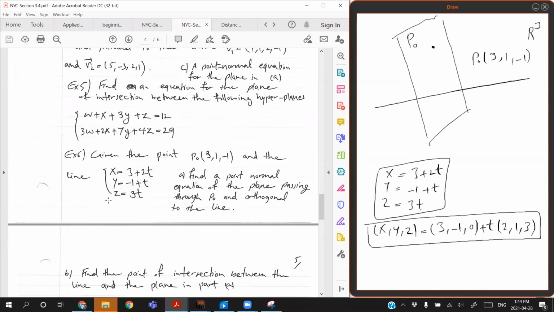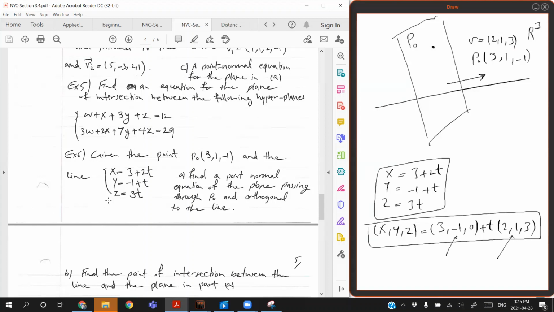So now I can see that this is a line that passes through this point, which is not useful for this problem, but is parallel to this vector. So I can get a vector that is parallel to the line, and I'm going to call that v: 2, 1, 3. Do you agree that this vector, which is parallel to the line, I can use as a normal vector for the plane? Because if it's parallel to the line, and the line is orthogonal to the plane, then the vector parallel to the line is going to be orthogonal to the plane. I can use that as a normal vector.